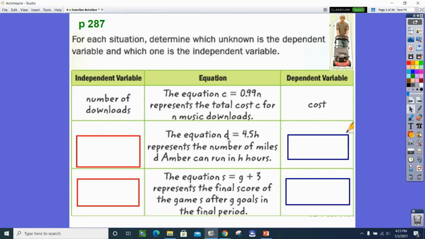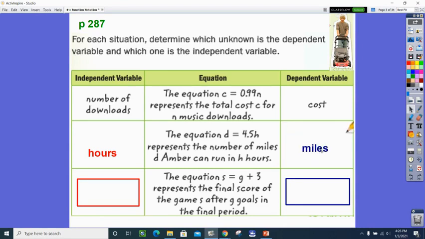So next, the equation D equals 4.5h represents the number of miles. So D is the number of miles that Amber can run, and H is the number of hours. So what is the independent and what is the dependent here? How many hours Amber runs is her decision. That's your independent variable. Now, she runs 4.5 miles for every hour she runs. So the number of miles depends on how many hours that she runs. So miles would be her dependent variable.